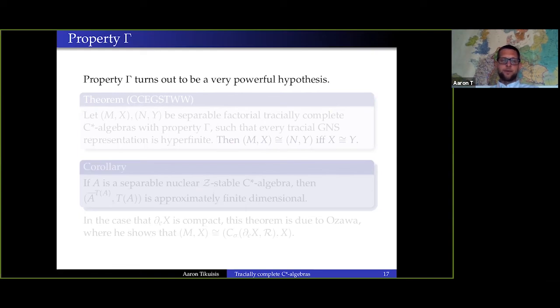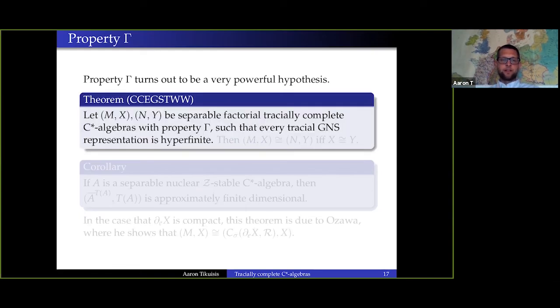Okay, it turns out to be a very powerful hypothesis. So we have this theorem that's been building up and accumulating authors. So let's see if I can get these all in the right order. We have Carrion, Castellanos, Evington, Gabe, Schaffhauser, me, White. I think I put in 2 W's out of force of habit. There should only be 1 W there. Okay, and it's a classification of certain tracially complete C-star algebras.